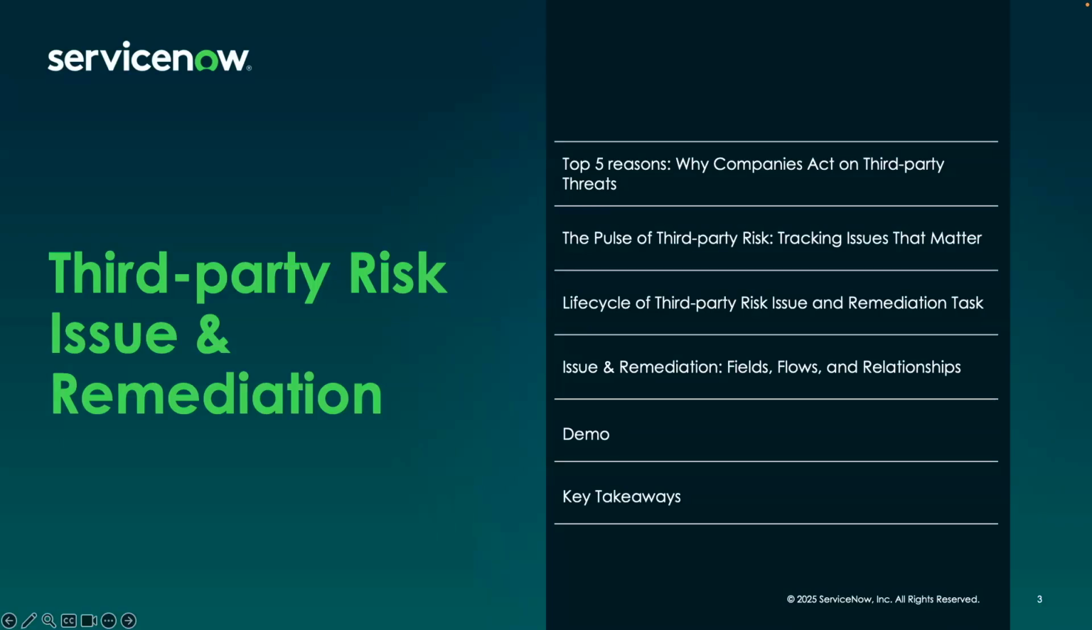Then, we'll move into the core of the session, the life cycle of third-party risk issue and its remediation tasks. This is where we see how problems are identified, tracked, and resolved within the third-party risk lifecycle. After that, we'll take a closer look at the issue and remediation components, the fields, flows, and relationships to understand the nuts and bolts of how the system is structured and how it supports seamless risk management. We'll then jump into a demo, which will give you a practical hands-on view of the workflow in action. Finally, we will wrap up with key takeaways to summarize the main points. With that overview, let's get started with why companies prioritize third-party threats.